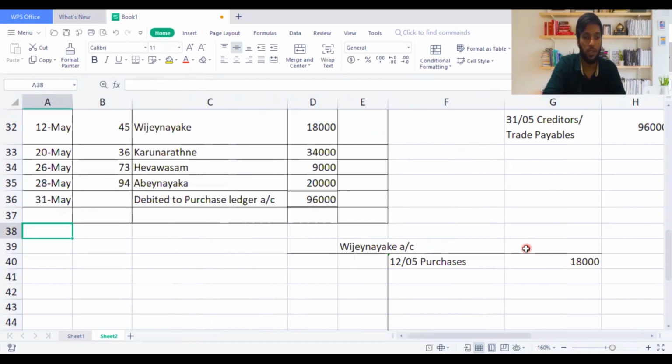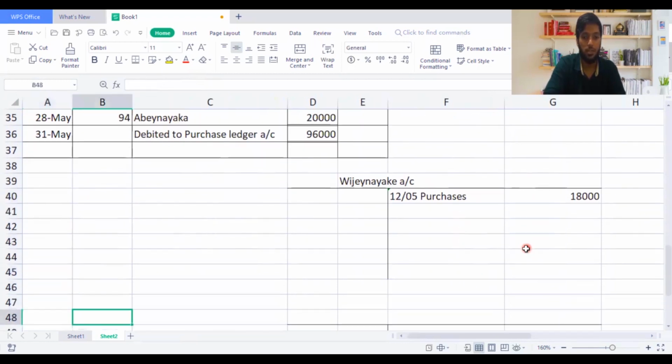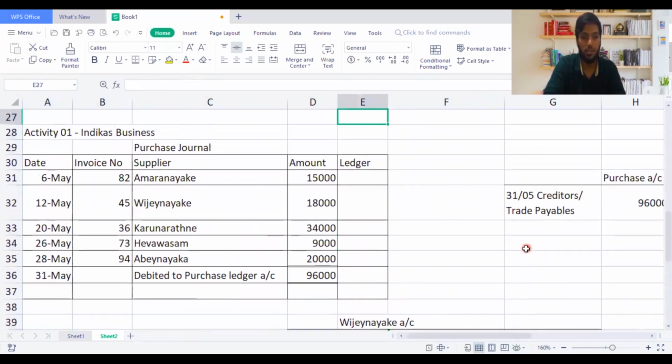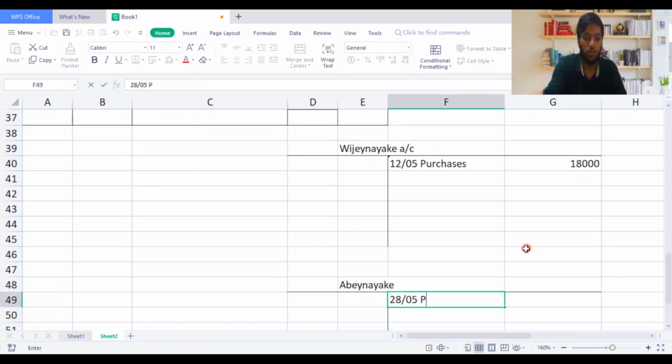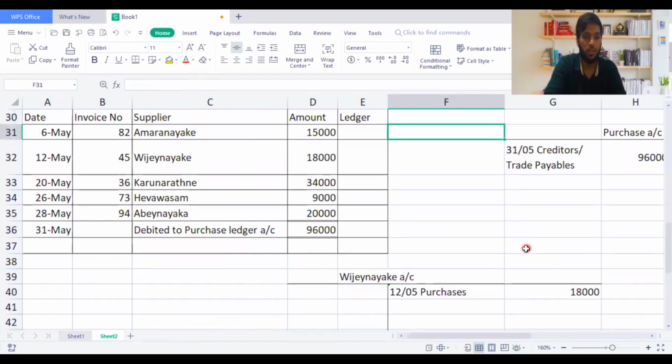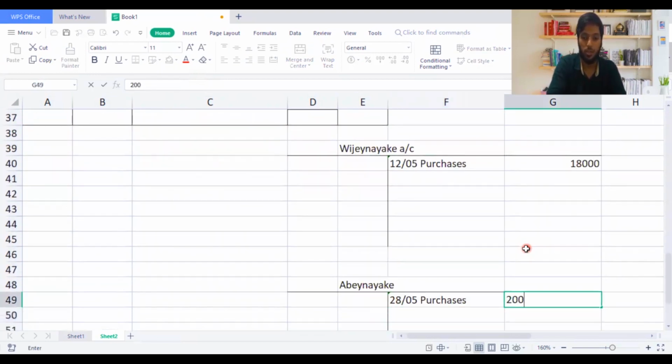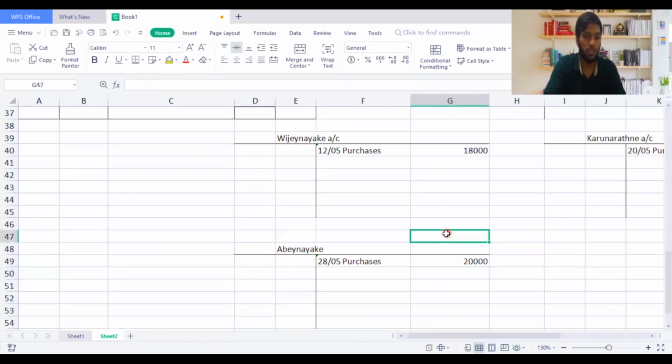So that's done. What else do we have? Abhay Nayaka, 20,000. Is it twice? No, Amar Nayaka was one. So Abhay Nayaka, again 28th, 5th purchases. What is the value Abhay Nayaka has? 20,000. So I'll write 20,000 here. Now we have completely done activity 1. I hope you guys understood activity 1.